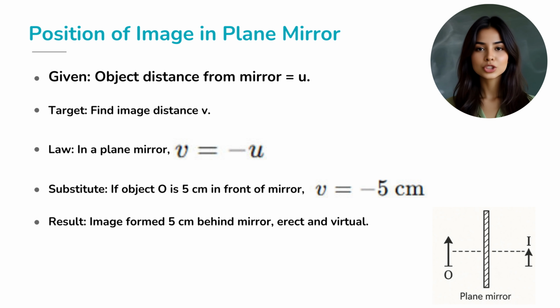Let's do a quick calculation. Suppose the object is 5 centimeters in front of the mirror. Where is the image? We use the rule for a plane mirror: image distance v equals minus object distance u, that is, v equals negative u. So, substitute u equals 5 centimeters. Then v equals minus 5 centimeters. That means the image is 5 centimeters behind the mirror. And what about the nature? Virtual, erect, same size, laterally inverted. Boom, one formula, full description of the image.